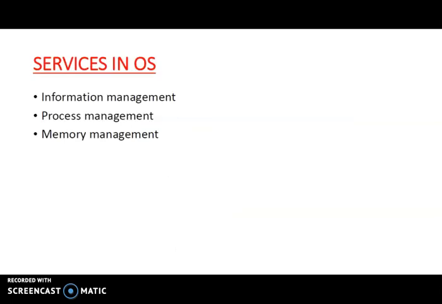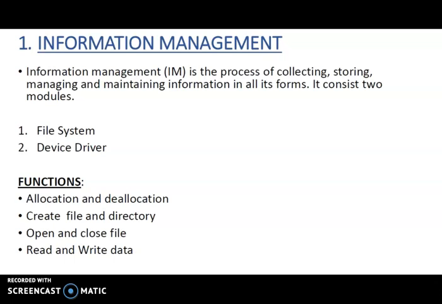Now your next topic is the services in operating system. The operating system provides 3 types of services. The first one is information management, second one is process management, and the third one is memory management. Now learn one by one. First one is information. What is the meaning of information? It is nothing but your data. Information management is the process of collecting, storing, managing, and maintaining information in all its forms. That means we can collect the data or information, we can store it, we can manage the data as per our requirement or user requirement, and we can maintain the information. This is all about how information can be managed.